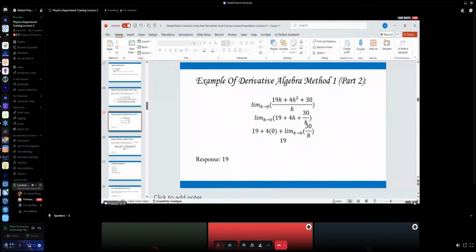I know this part looks confusing, the 30 over h. Oh, we cannot divide by 0, but think back to the infinite discontinuity example, right? So maybe you can associate it to that. That's why this is allowed: limit as h approaches 0 of 30 over h. So therefore we get everything out, we are left with 19, and that is the final answer.